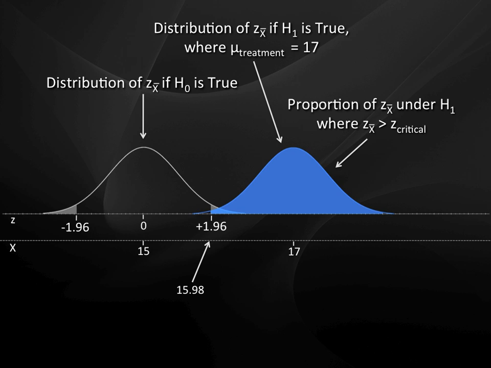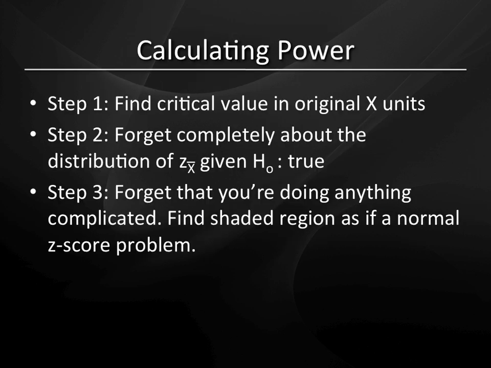All right, so what we're going to do is calculate power again. Right? So we know all we have to do is find the critical value in x units. We've already done that. Forget completely about the distribution of the null. We're actually not going to forget about it. I'm going to keep it up there, but notice that you can just forget about it. We're not going to use it. And step 3, forget that we're doing anything complicated. That's something you could always do. So just forget we're doing anything complicated, because we're really not.